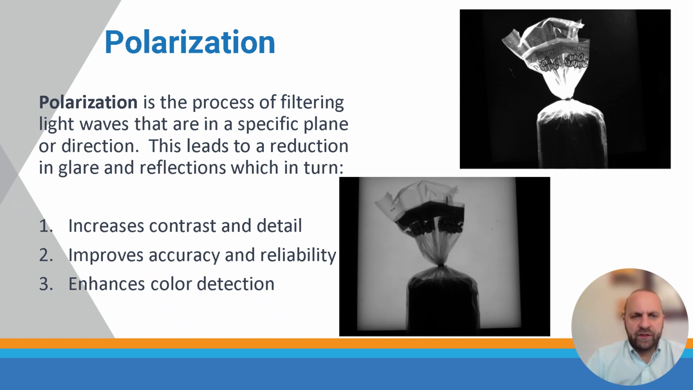Polarization is the process of filtering light waves in a specific plane or direction. It often leads to reduction in glare. So you can increase contrast and detail, improve accuracy and reliability, and you can enhance color detection. So you can see the bottom image did not use any polarization on there. Very dark, couldn't see the label, but then when you add polarization here, you can see we pick up the color in there and we get a lot less reflection from the plastic.